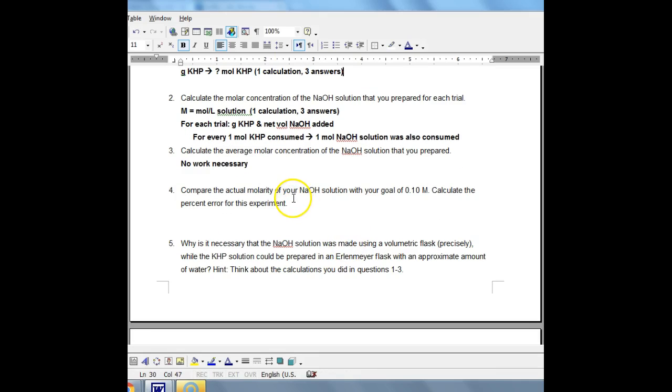Number 4 says compare the actual molarity of your NaOH solution with your goal of 0.1 molar, because 0.1 molar is what we were trying to make. So you're going to calculate percent error. The experimental value for percent error will be the average molar NaOH concentration. The actual value, again, is what we were trying to obtain. Now you should be able to get that for number 4. You do need to show work for this. And I would love it if you would round your answers to 0.1%.